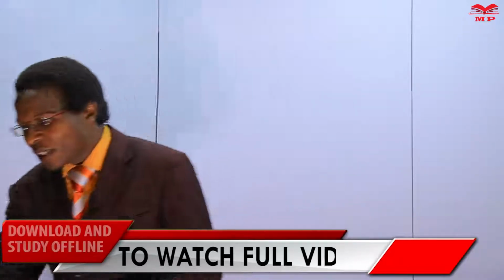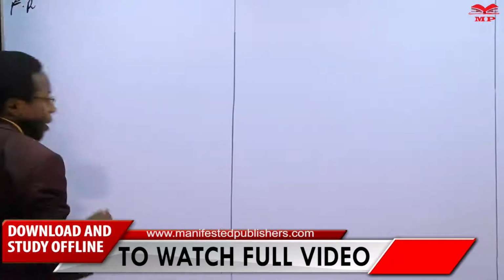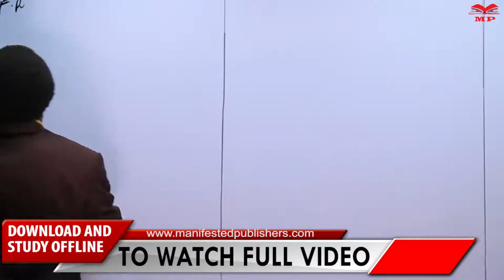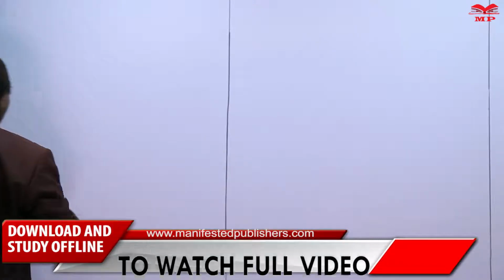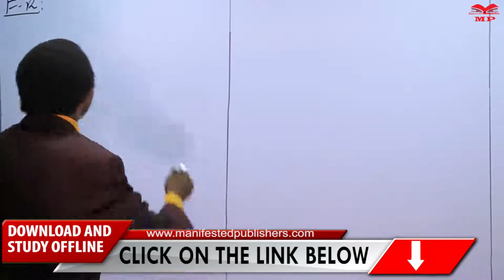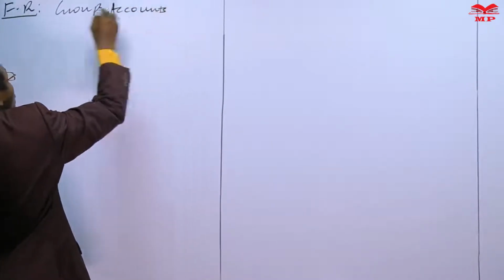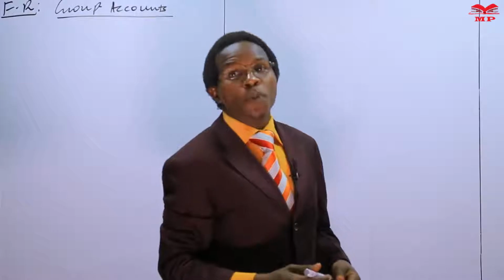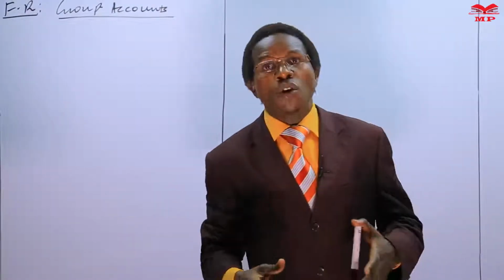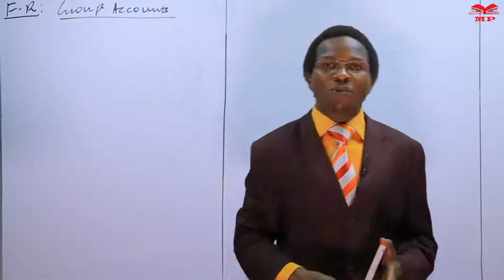Friends, today we are going to continue from our previous lessons in financial reporting. In financial reporting, remember friends, we were looking at the group accounts. We have been able to prepare the financial statements for publication for consolidation or group accounts, except the last bit that we are not cleared with.